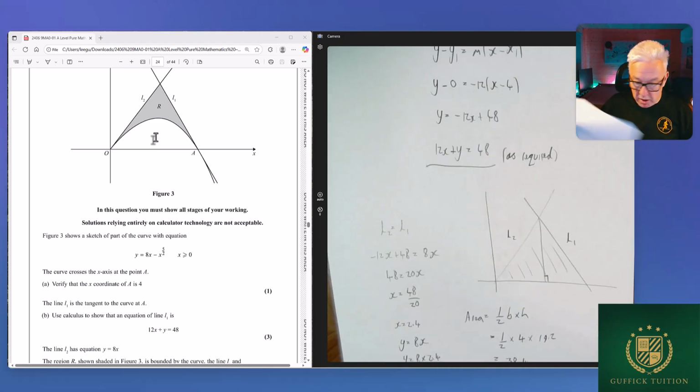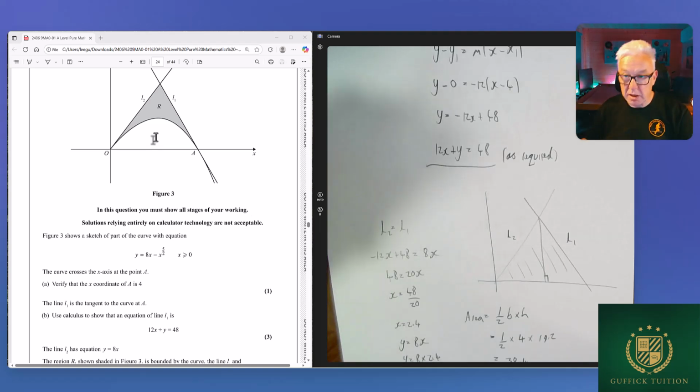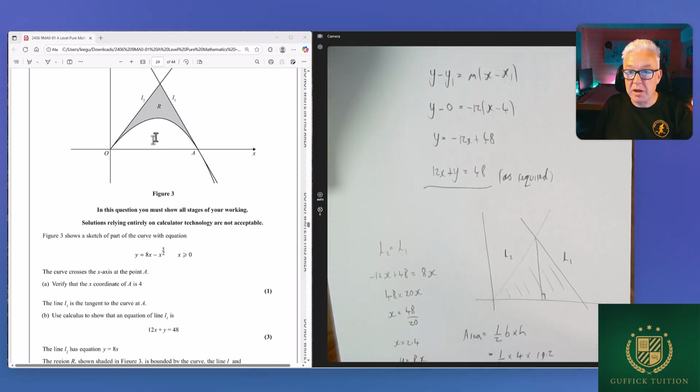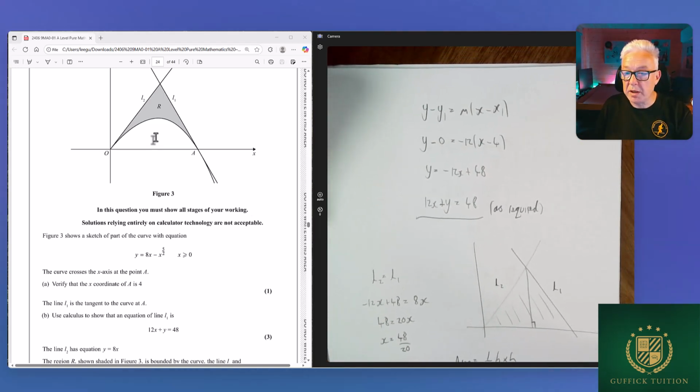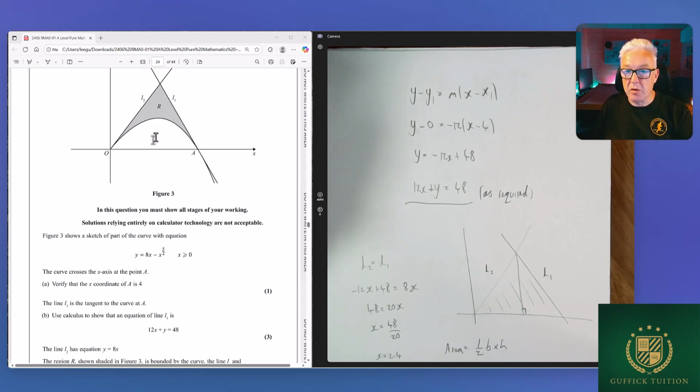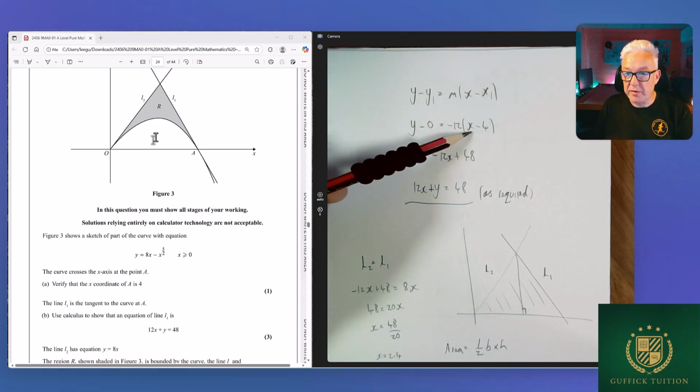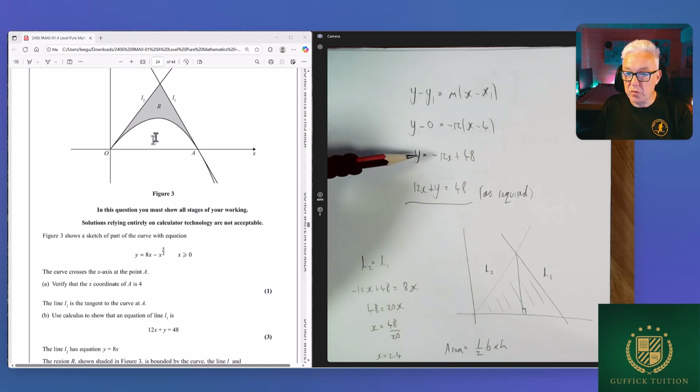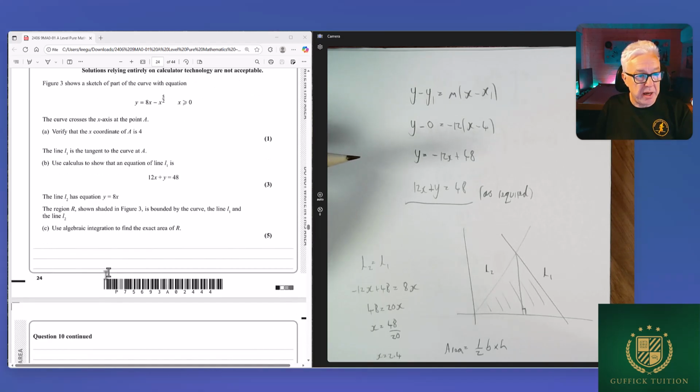So now we've got our gradient and we've got our point, so we can find the equation of the line using y minus y1. So y minus 0 is equal to minus 12 times x minus 4, which is y is equal to minus 12x add 48, which we can write as 12x plus y equals 48 as required, because that's what we were aiming for in the first place. So that's the 3 marks done for part B.